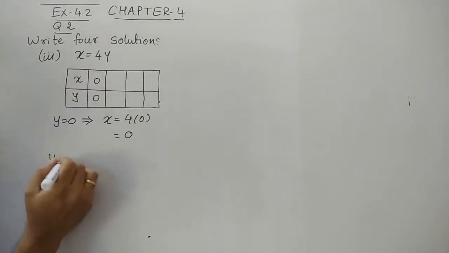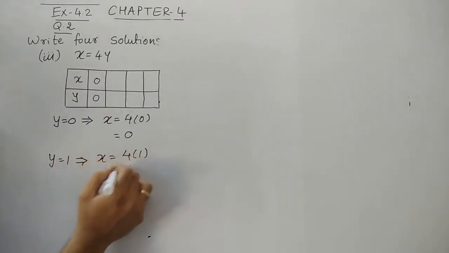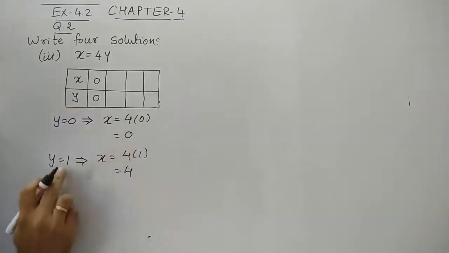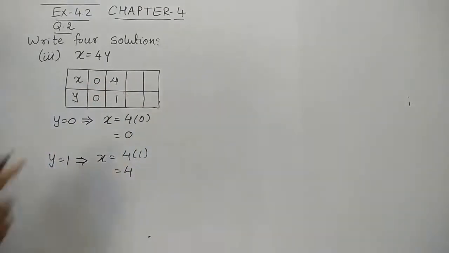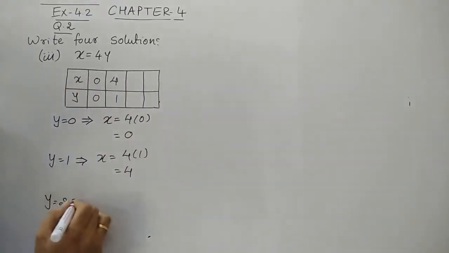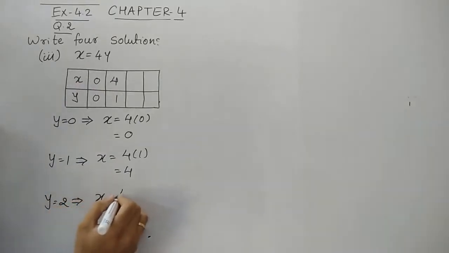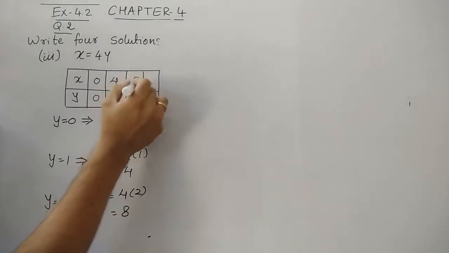Now y is 1. So x is equals to 4 into 1. That is 4. So when y is 1, x is 4. Remember students, y is 1, x is 4. One more, y is equals to 2. So x is equals to 4 into 2. So that is 8. 8 and 2.